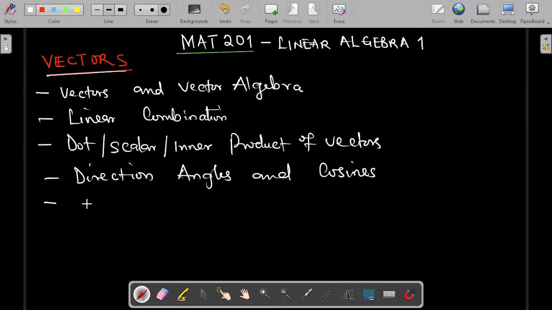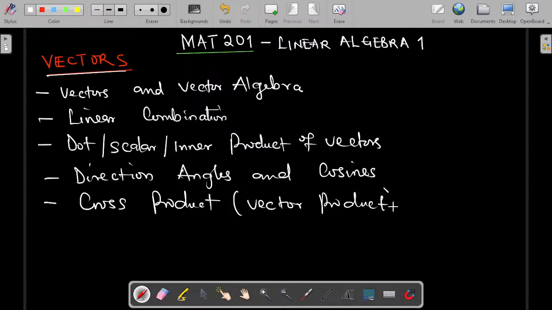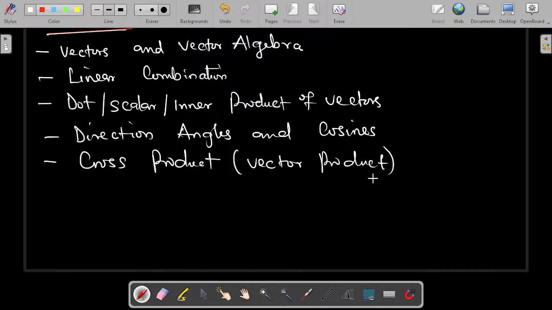And then after this, we'll go to cross product of vectors. Cross product is also called vector product. Why I'm saying all of this is that we could give you two vectors, and instead of saying find a cross product, we can say find the vector product.